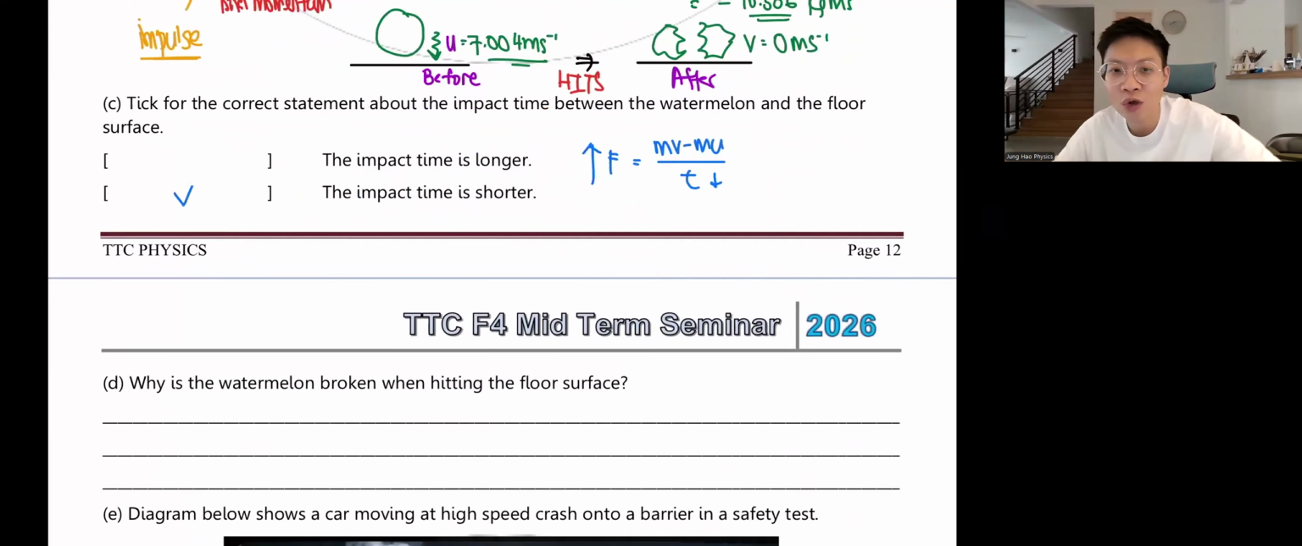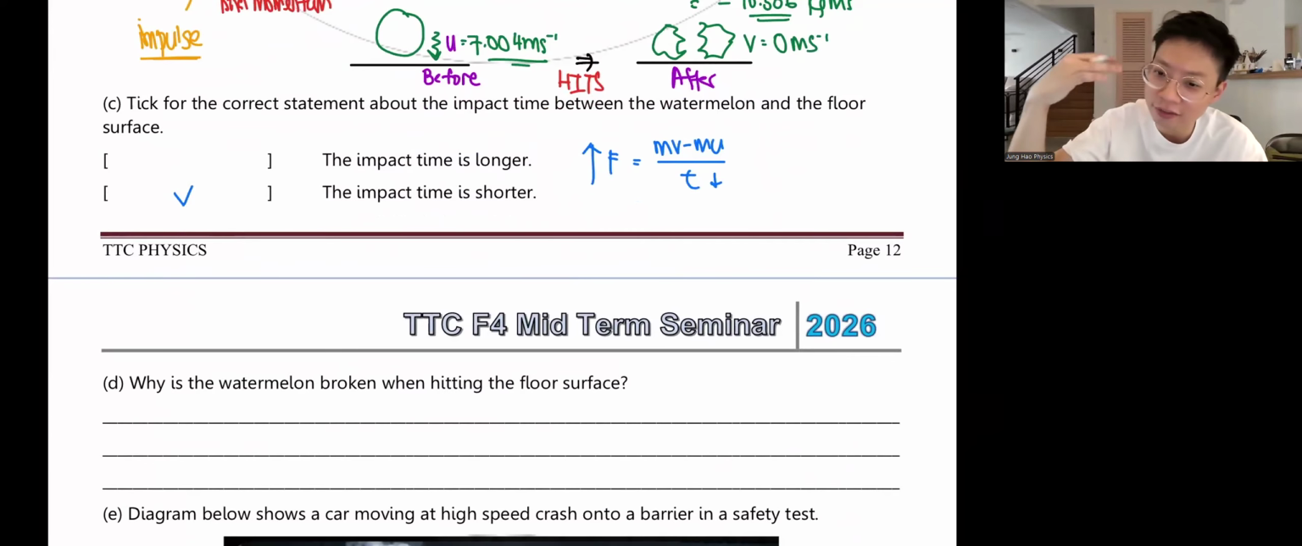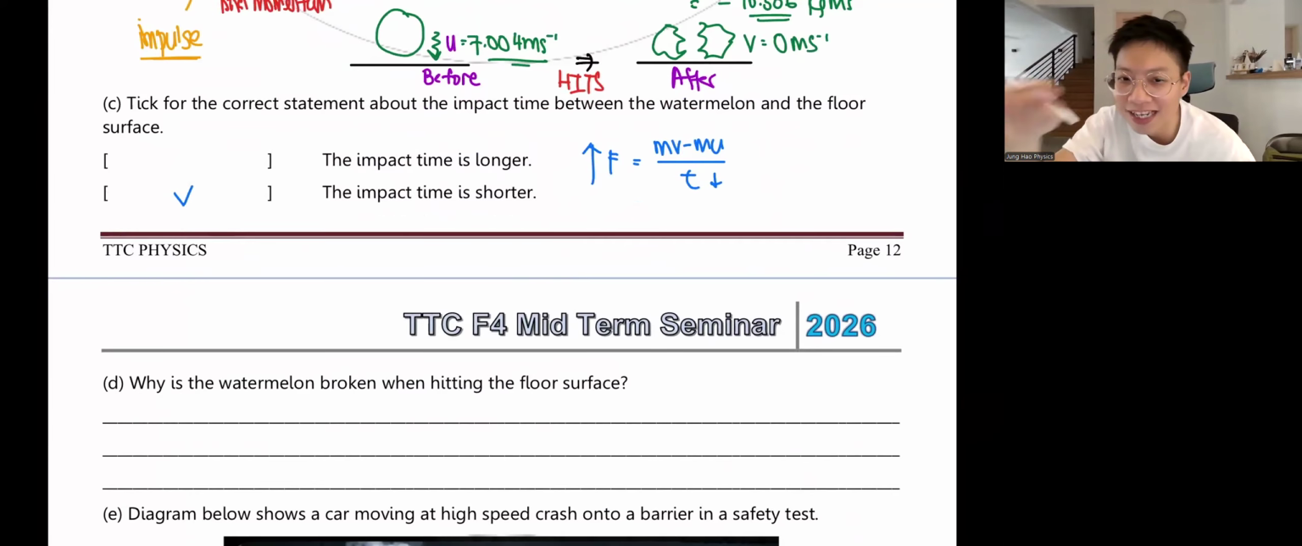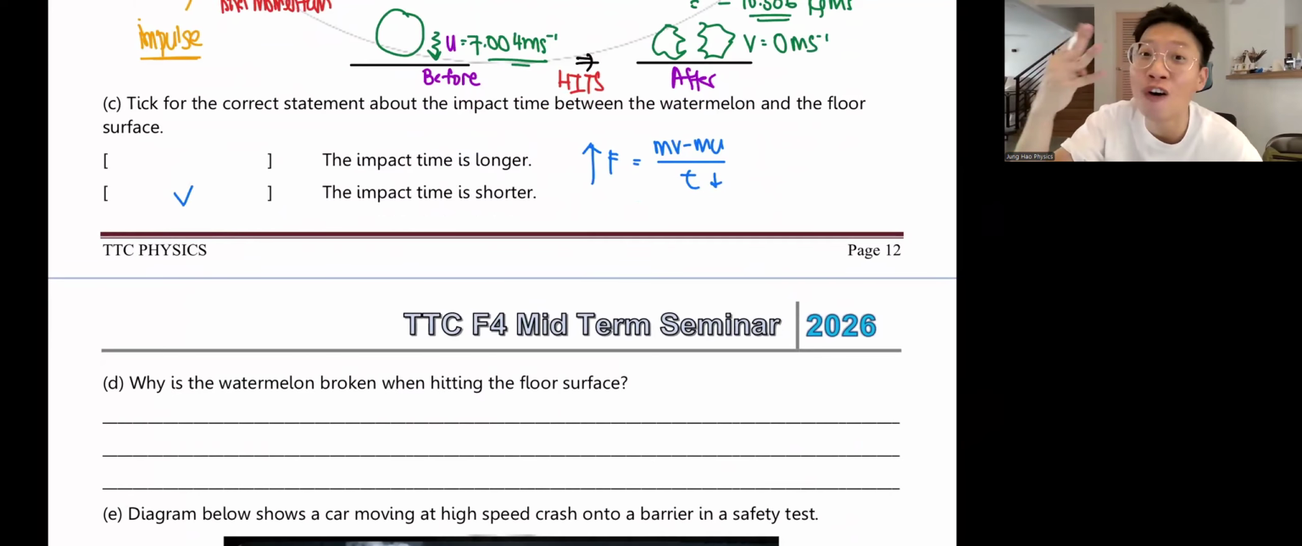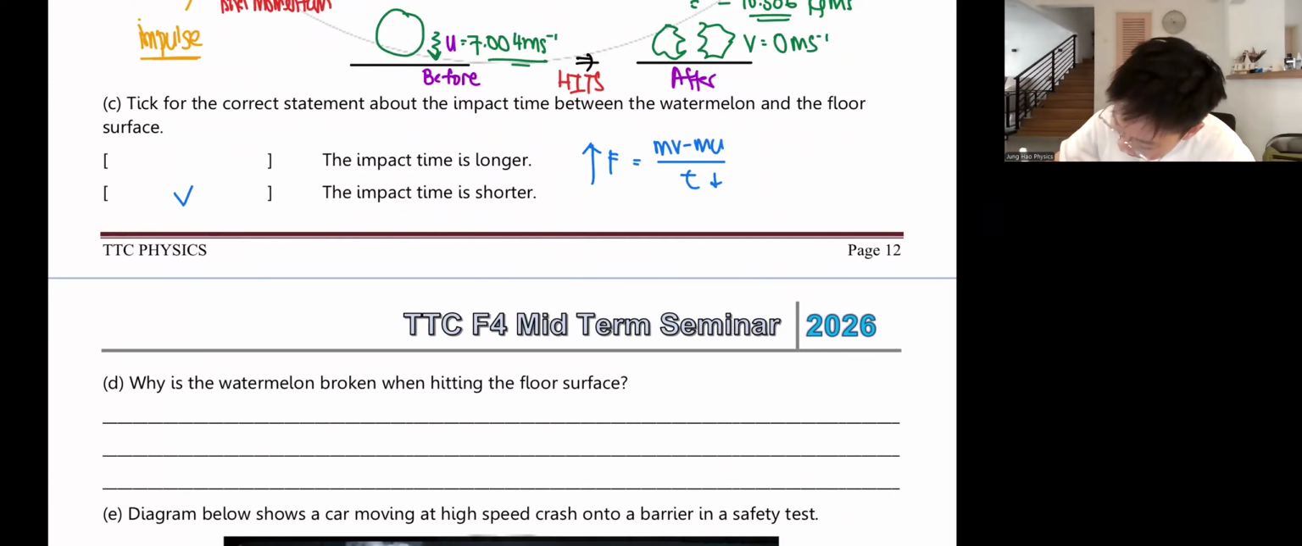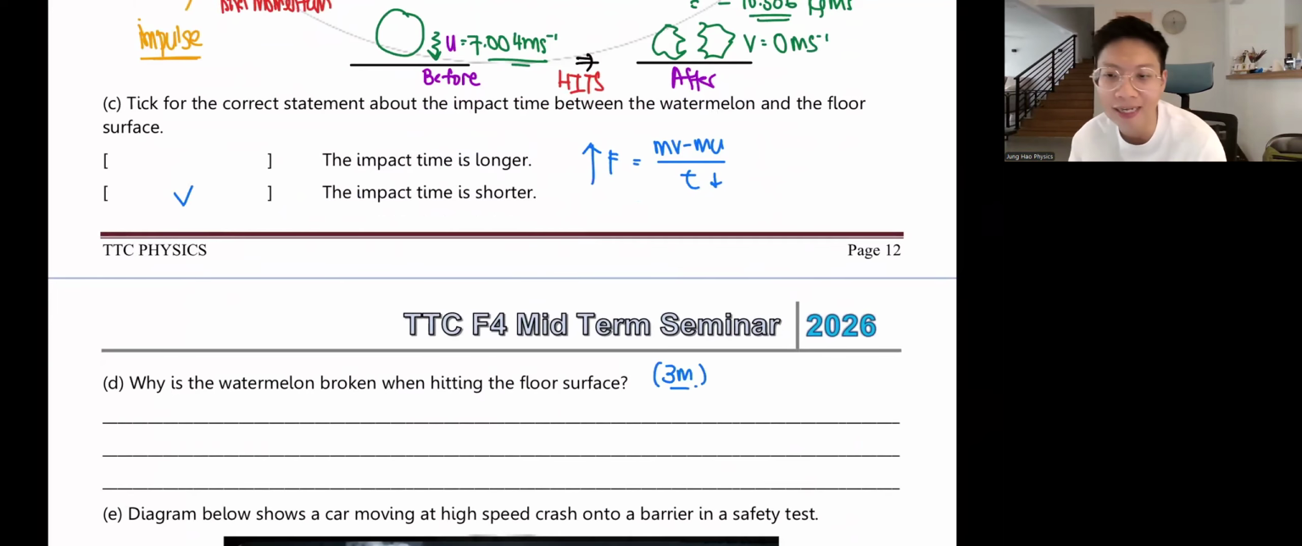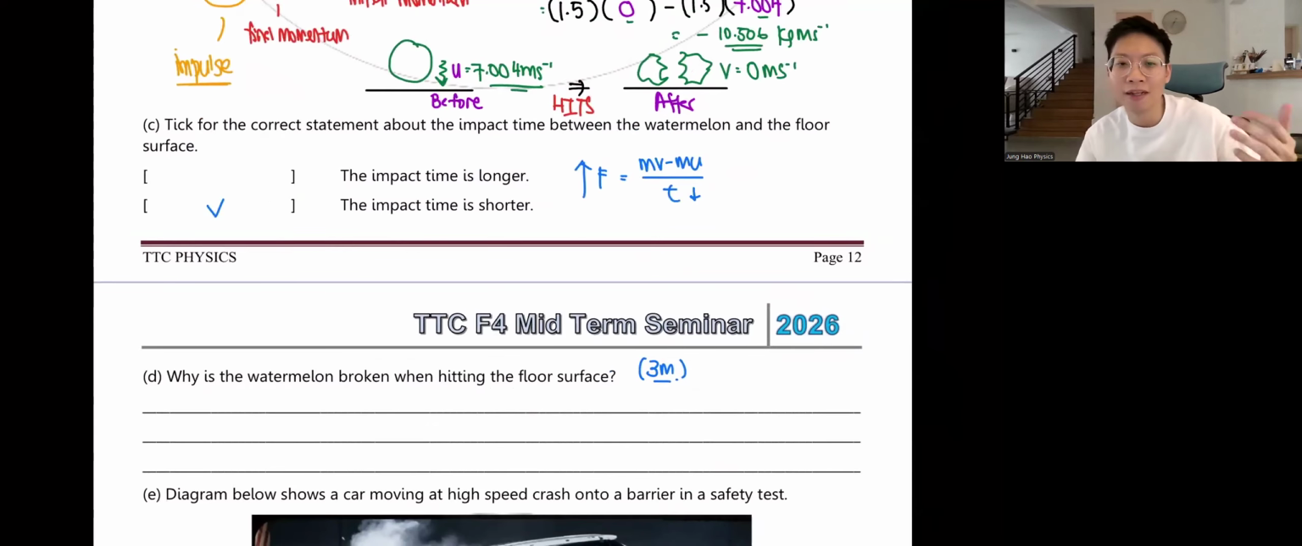All right. So how many marks is this? Okay, guys, in TDC, if you see the answer got 3 lines, it's usually 3 marks. If it's 4 lines, it will be 4 marks. So this is going to be 3 marks. So how do we answer? How do we usually answer here? Do you want to try to answer this? Why is the watermelon broken after hitting the floor surface?